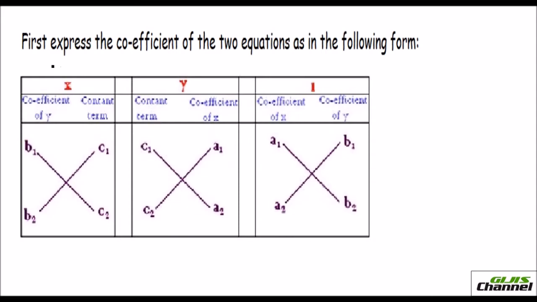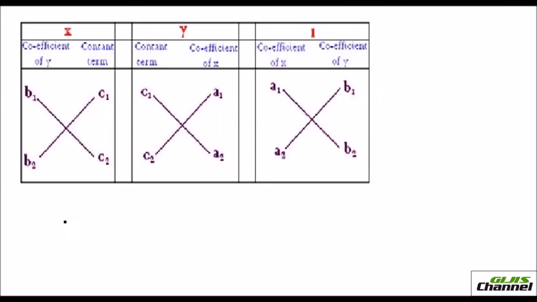First we express the coefficients of the two equations in the following form. For x, you leave the coefficient of x, and you take the coefficient of y and the constant term. The coefficient of y will be b1 and b2, and the constant term would be c1 and c2. So you get x over b1c2 minus b2c1, cross multiplying. This is your x, and this will be equal to y.